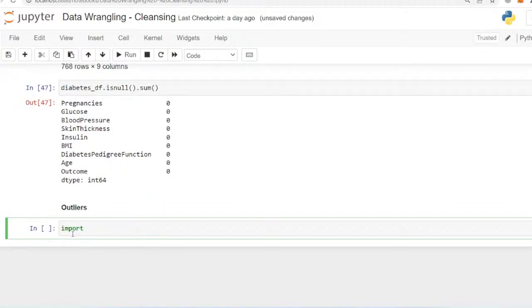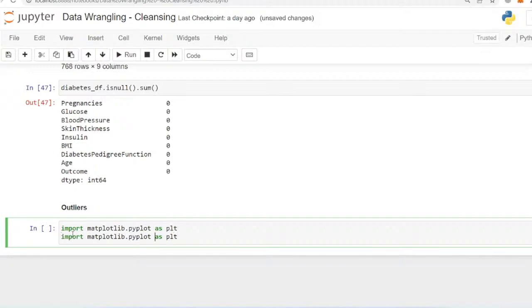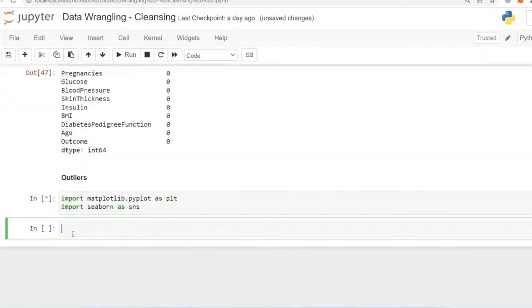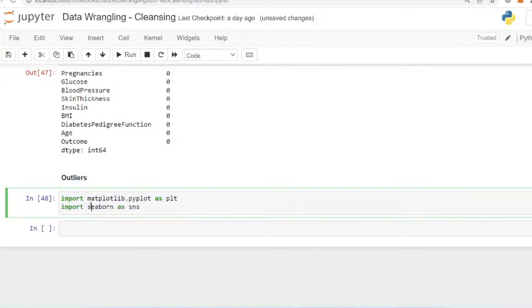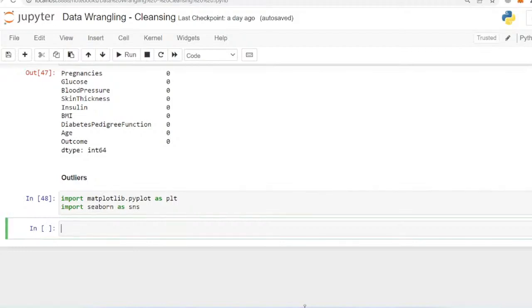I'll discuss them again after this. One of the important plot libraries is matplotlib: import matplotlib.pyplot as plt. Next is Seaborn as sns: import seaborn as sns. These are two important libraries here. Data visualization will be our next topic, and that's quite an important one. Let's get started and import them.